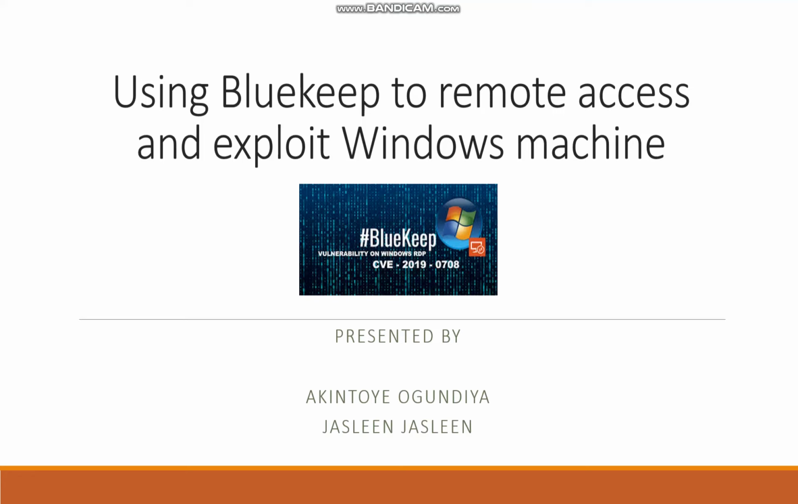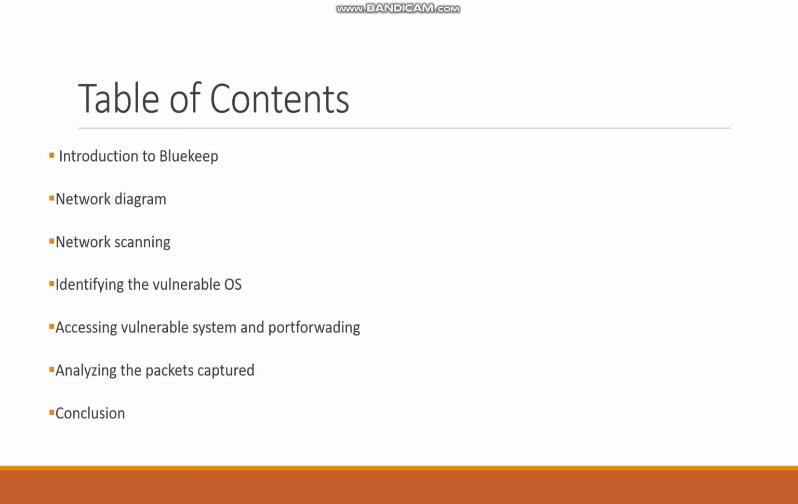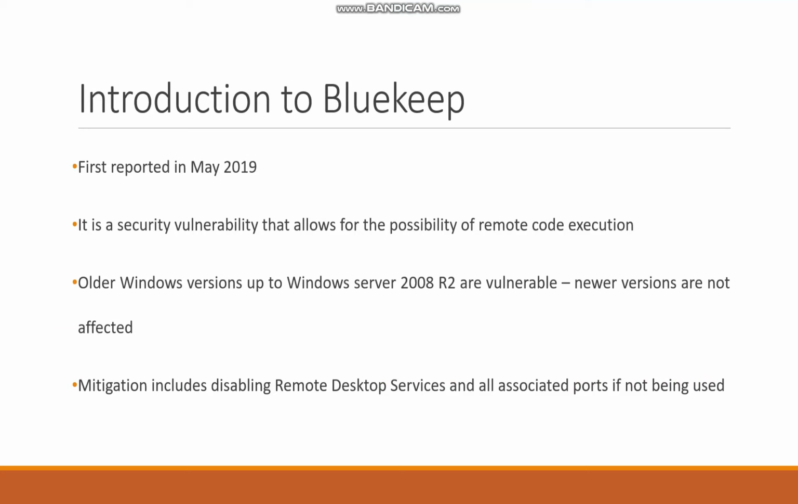Hello everyone, my name is Asleen and I'm going to present on a topic, Bluekeep, to remotely access and exploit a Windows machine, along with my friend Toy. We will cover an introduction to Bluekeep, its diagram, how it works, scanning the network and identifying the vulnerable operating systems. We will also discuss how to access vulnerable systems and cover port forwarding along with analyzing the packets captured using pfSense and Wireshark.